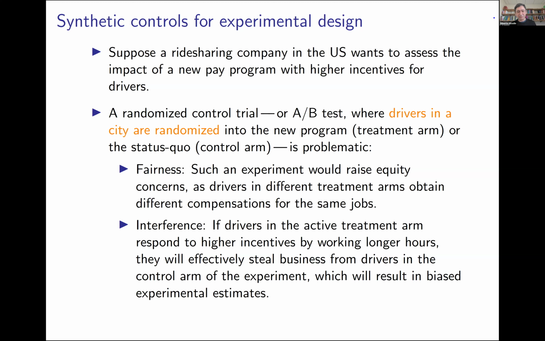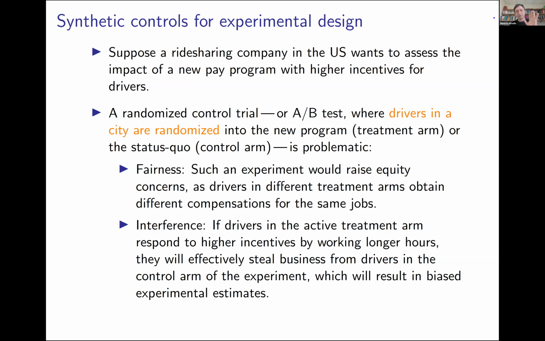First, there will be fairness considerations, because you have in the same city different individuals being paid different amounts of money for exactly the same job, and this is something that the company may want to avoid out of equity concerns, or perhaps because of PR considerations. But even if you don't care about that, there are interference issues in this experiment. If drivers in the treatment group work longer hours because they have higher incentives, they are going to take business from the drivers in the control group, and this will cause a bias in the experimental estimate.